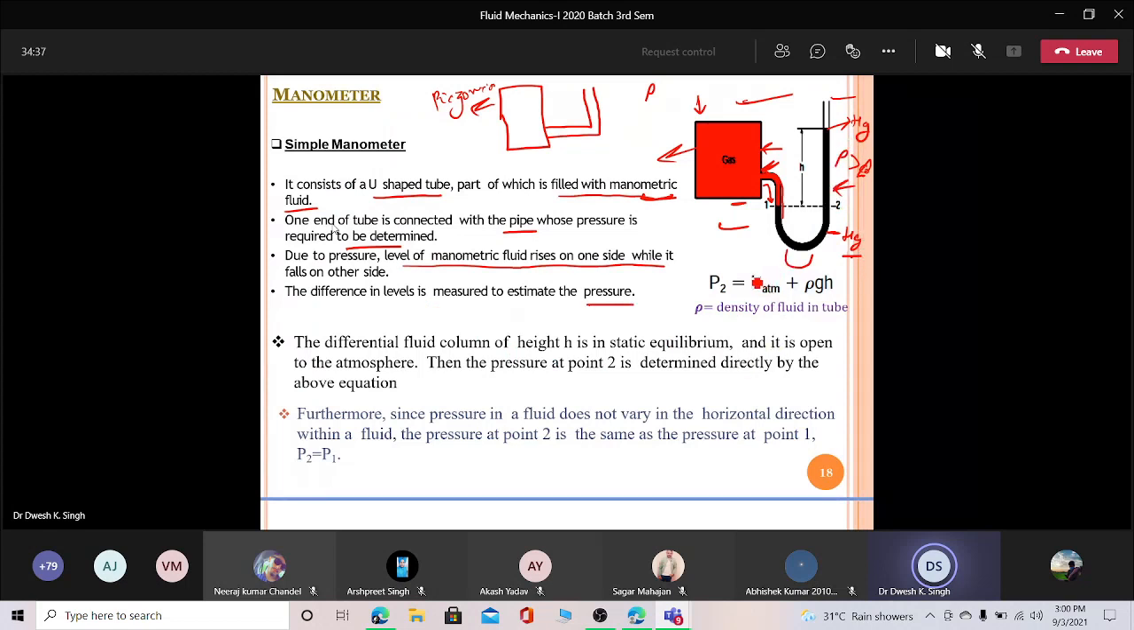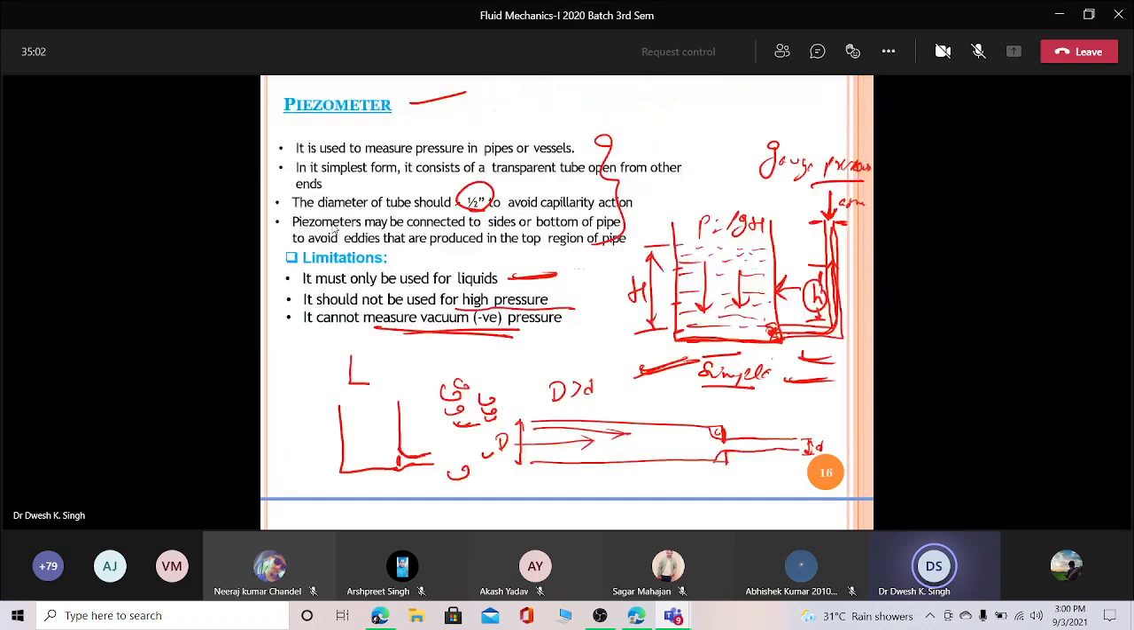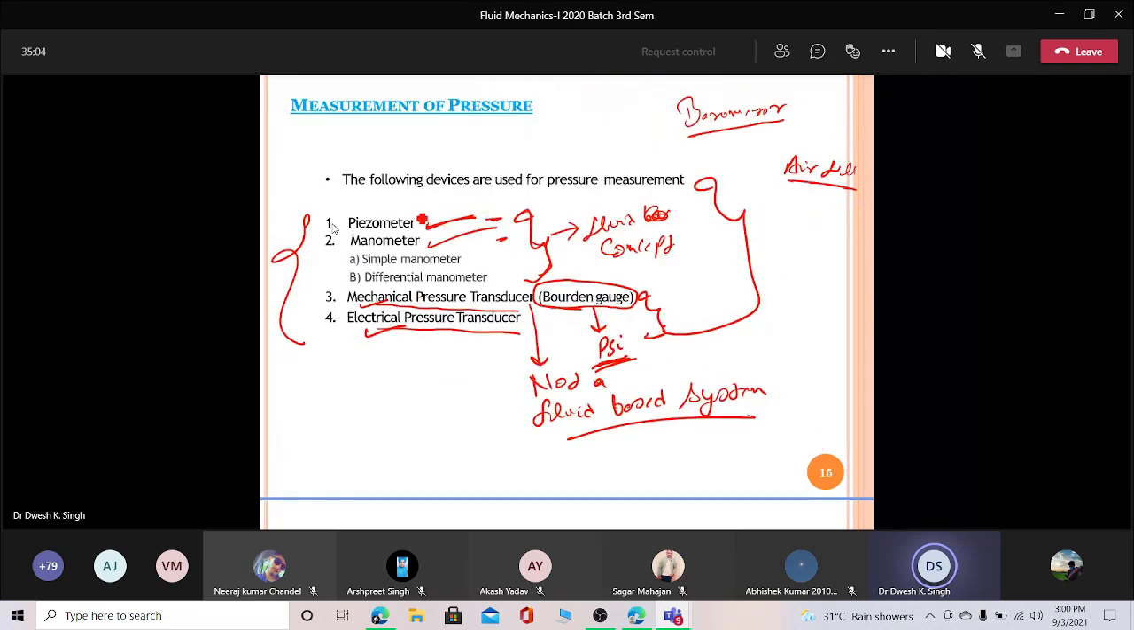Again, as I told you, there is an atmospheric pressure also, so we have to add this. So the pressure at this point, from the rise in this limb, will give you the pressure at this point. So this is how you can measure your pressure with the help of this manometer. Now with the same concepts, this is your simple manometer. We have another type which is called the differential manometer.